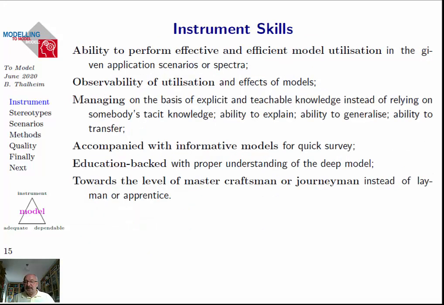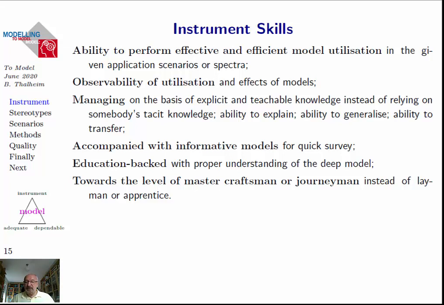In this case, we base our usage of models on our skills to use the instrument. We need to have abilities to perform effective and efficient model utilization acts in a given scenario or spectra. We should be able to judge on that. That means it should be observable. We need to manage it in the proper form.